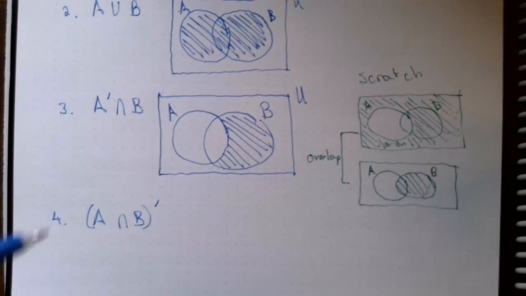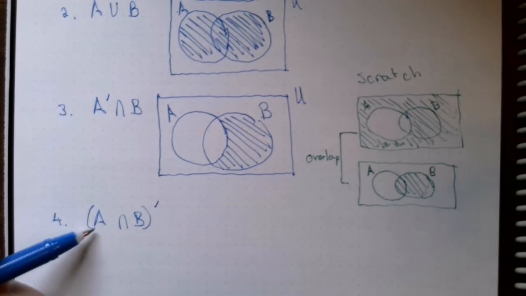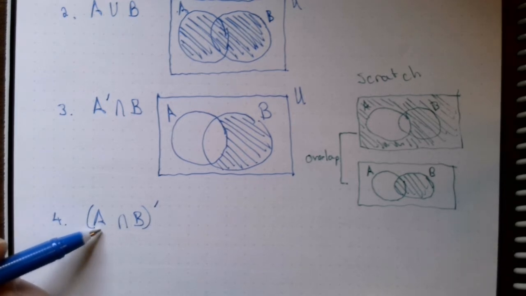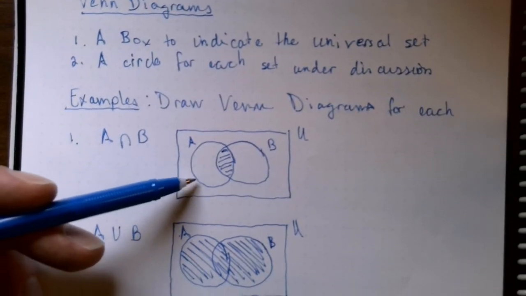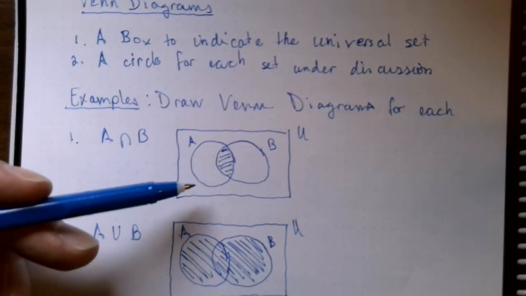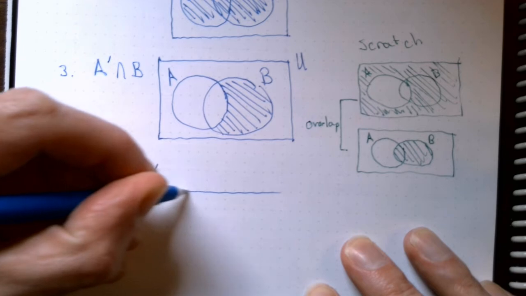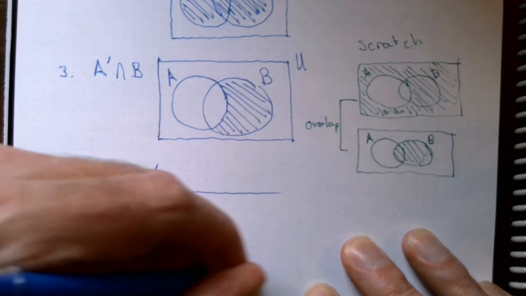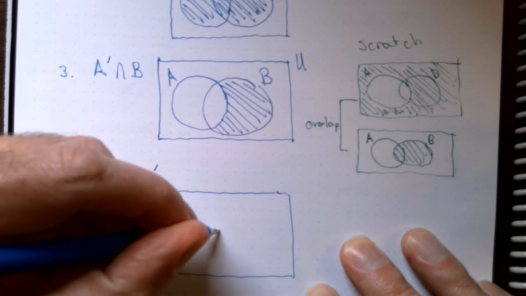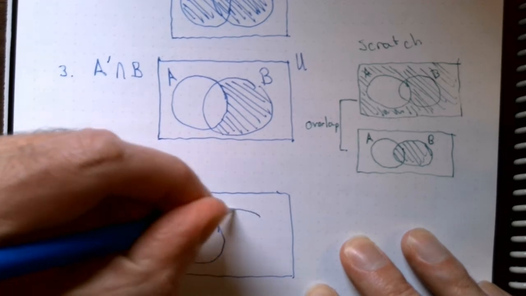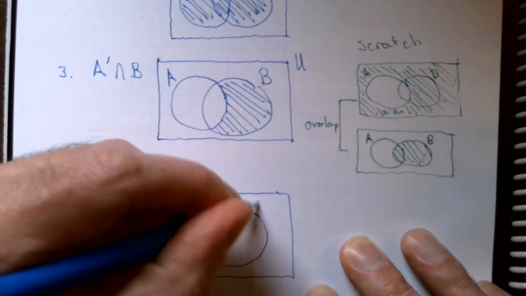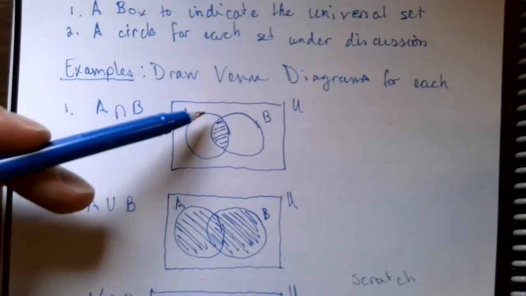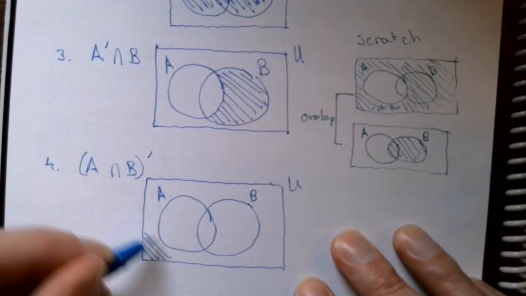Now this is something we can actually build on with previous work, this next example. A intersect B complement. Well, over here we got A intersect B, and we want the complement of that. So in other words, we want the opposite of that. So using our previous work, we can see that A intersect B complement would be everything except what we have shaded in here. So it would look like this.